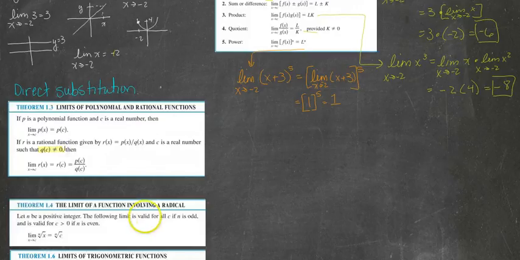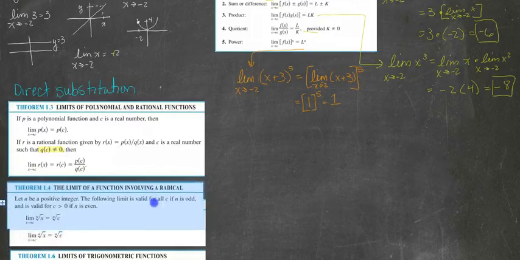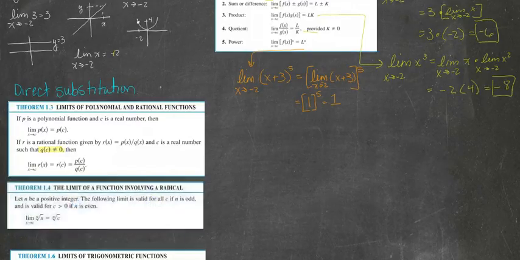The next example of direct substitution is involving a radical, and we have a caution here, which is that if we're dealing with a positive value for n, we only have c values that are positive. We can't take the square root of a negative number, at least at this point in this calculus.